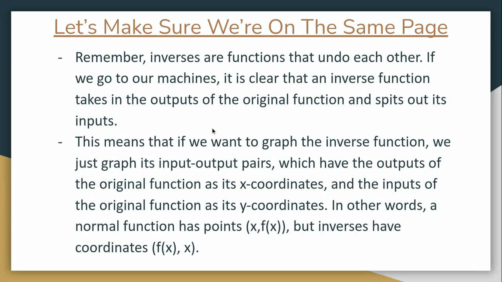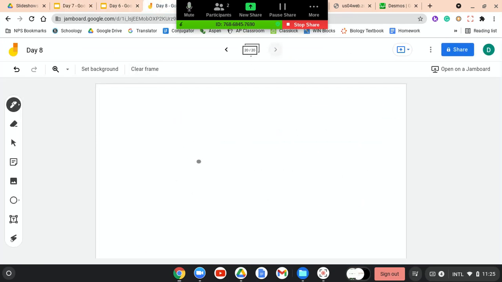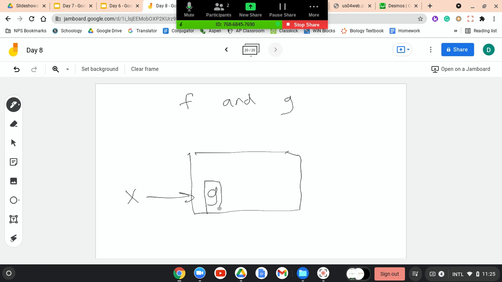Okay. Let's make sure we're all on the same page with inverse functions. Remember, inverses are functions that undo each other. If we go to our machines, we can see this very clearly. Remember, we said if f and g are inverses, then if we stick in x and put it into the function g, we'll get out g of x. And if we put g of x into f, it'll spit out x again. Inverses are functions that undo each other. Do you remember that definition from before?